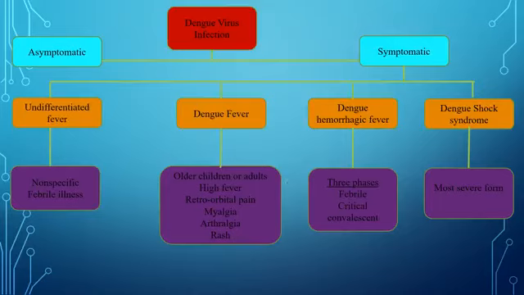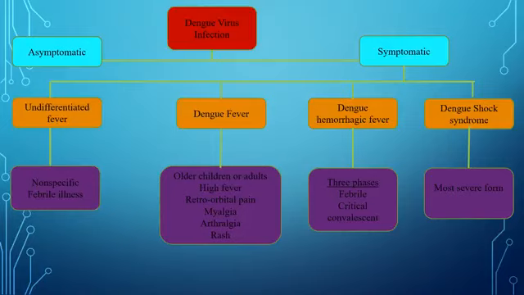So now we have to discuss types of dengue infections. How many types of dengue infections are there? The dengue virus infection is mainly divided into two categories: asymptomatic and symptomatic. The asymptomatic are those infections which mostly cure by themselves and don't produce any issues or symptoms. While the symptomatic infections are further divided into four categories: the undifferentiated fevers, dengue fever, dengue hemorrhagic fever, and dengue shock syndrome. Undifferentiated fevers are mostly non-specific febrile illnesses.